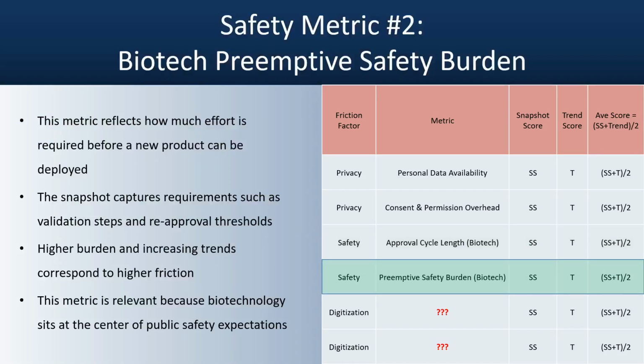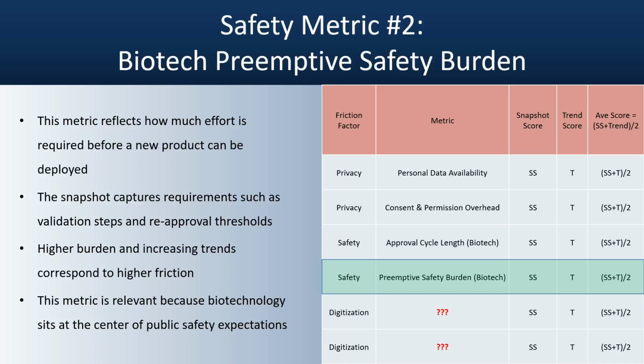Safety metric number 2, biotech preemptive safety burden. The second safety metric is biotech preemptive safety burden. This metric reflects how much effort, cost, and procedural complexity is required before a new product or modification can be deployed. It's evaluated as a snapshot and trend hybrid. The snapshot captures current requirements, such as documentation volume, validation steps, compliance costs, and reapproval thresholds, while the longer-term trend shows whether these pre-deployment burdens are increasing or easing over time. Higher burden and increasing trends correspond to higher friction.